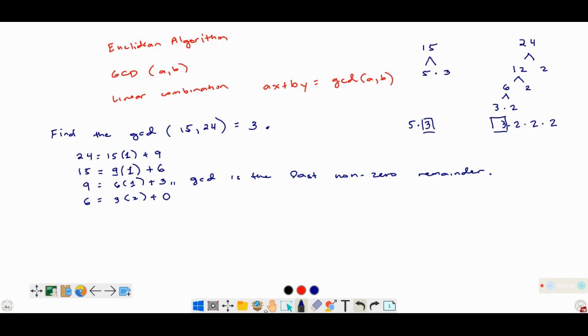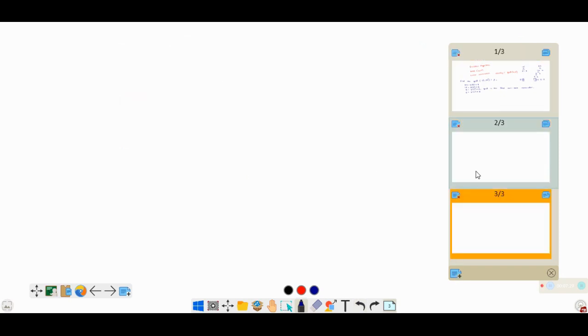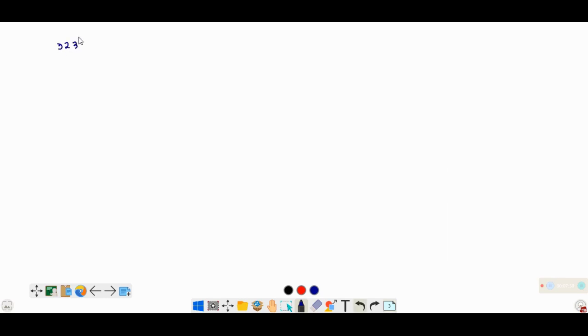Let's look at another example. After this, we are going to find the linear combination. Okay? So, let's put another page here. Ay, two pages. So, for our next example, let's find the GCD of 323 and 113.